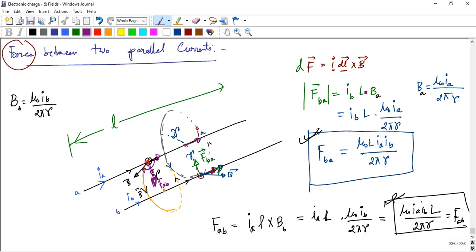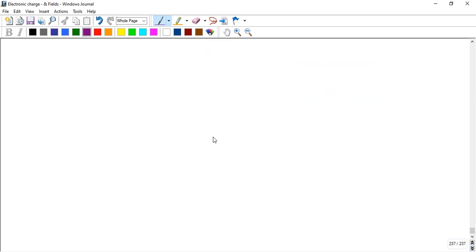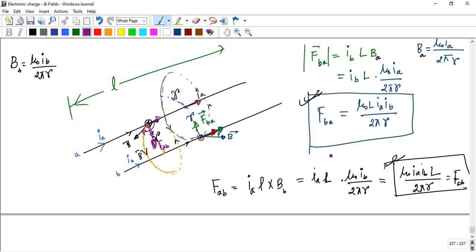So the force equals I DL cross B. I and DL are both in the same direction. So that's why this force is towards each other, and the magnitude is the same. So the force on wire B due to wire A, and similarly the force on wire A due to wire B.